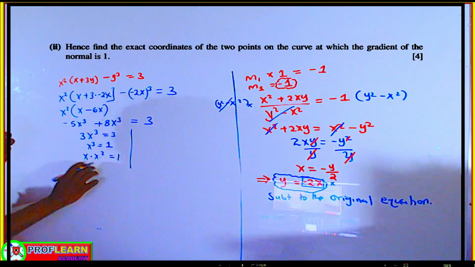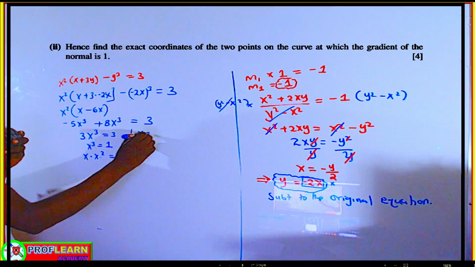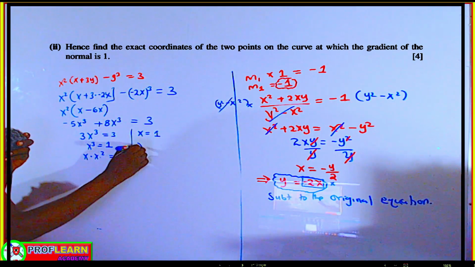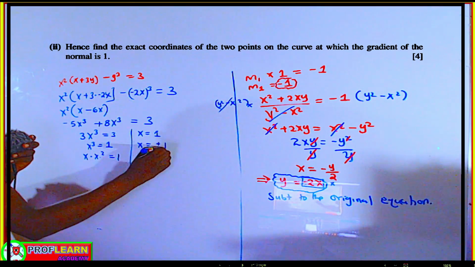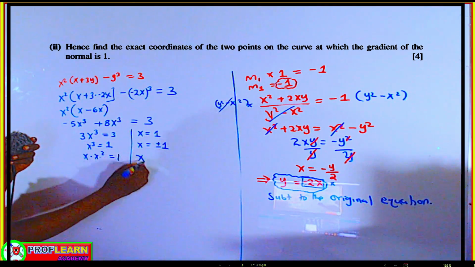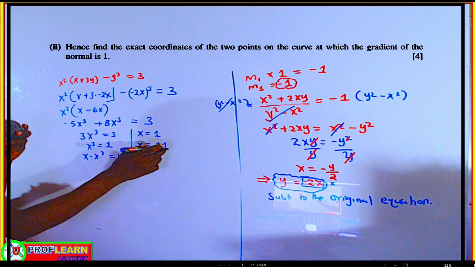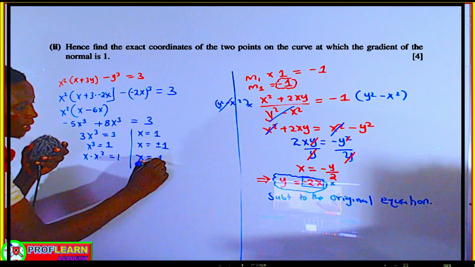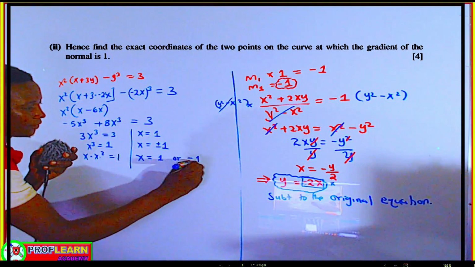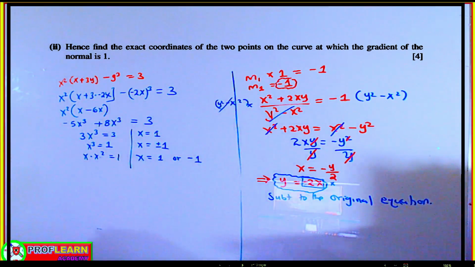So what are the answers to this? We can say x squared is equal to 1, so x equals plus or minus 1. Which means the two values of x, because positive 1 is repeating itself, are going to be 1 or negative 1. So that means we have gotten the value of x being 1 or negative 1.